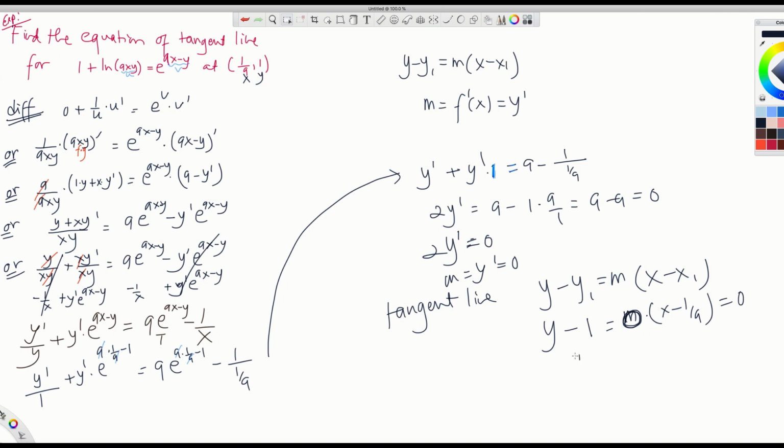Or if you add 1 on both sides, you will get y equals 1. y equals 1 is the final answer for this problem.